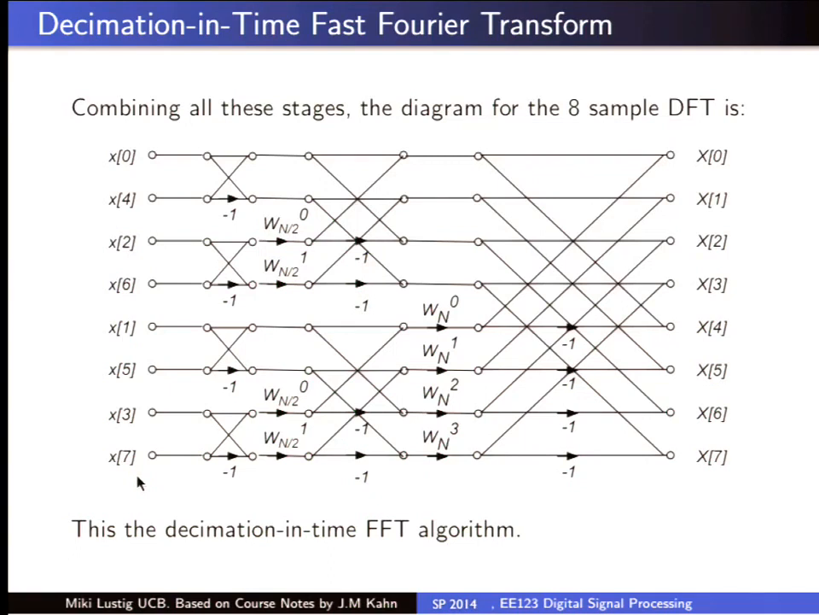What do you mean by decimation in that diagram? This is called decimation in time. This algorithm is called decimation in time because we always decimated the time into evens and odds. We decimated the time component into evens and odds, and then we summed over them. That's why it's called decimation in time.